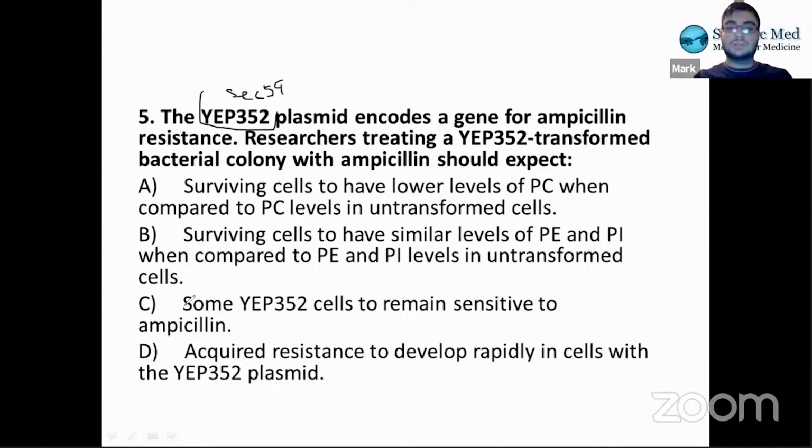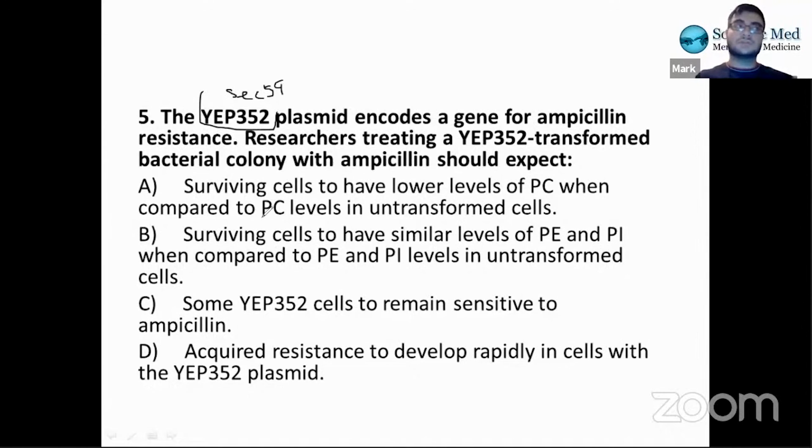Okay, now let's look at the answer choices one by one. Surviving cells have lower levels of PC compared to PC levels in untransformed cells. What did we say about Sec59 overexpression and amount of phospholipids? It doesn't change it, right? We covered that in an earlier question, actually, and that's one of the reasons why I said pay attention to the other questions as well. When you're answering a question, think about the questions you already did. So we already know that Sec59 overexpression doesn't lead to decreased or increased levels of phospholipid expression, right? Stays the same as if it was normal, right?